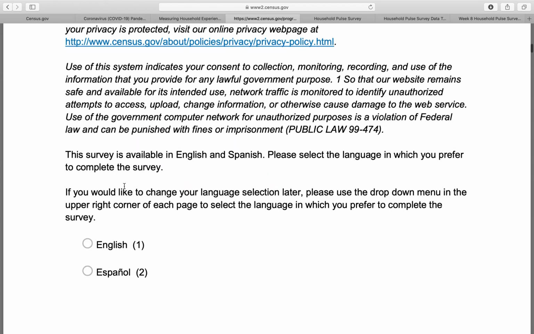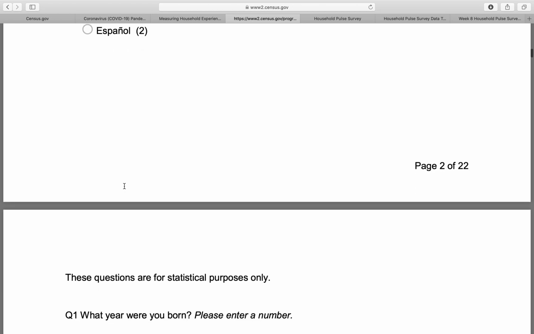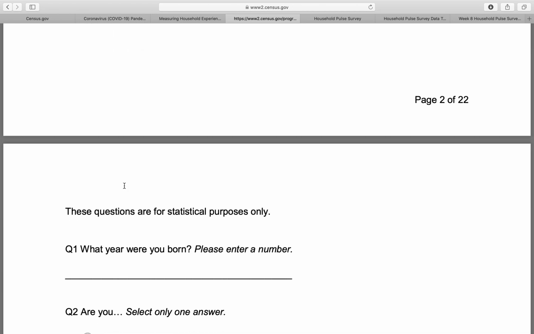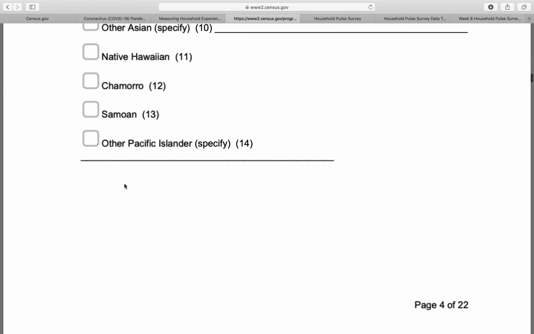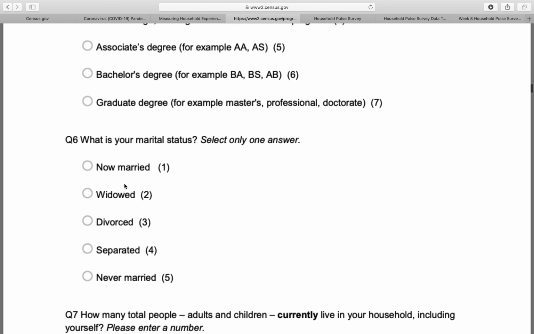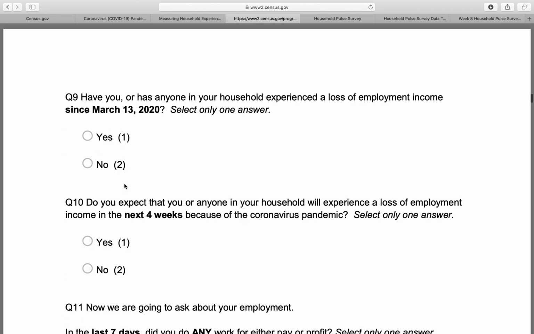Here's how we're going to protect your rights. Then it says, do you want to take the survey in English, or if we send it to you in Spanish, can you take it? Then it starts asking things like, when were you born? Are you male or female? What's your race and ethnicity? What educational attainment do you have? Your marital status? Whether there are children living with you? So all sorts of demographic information.